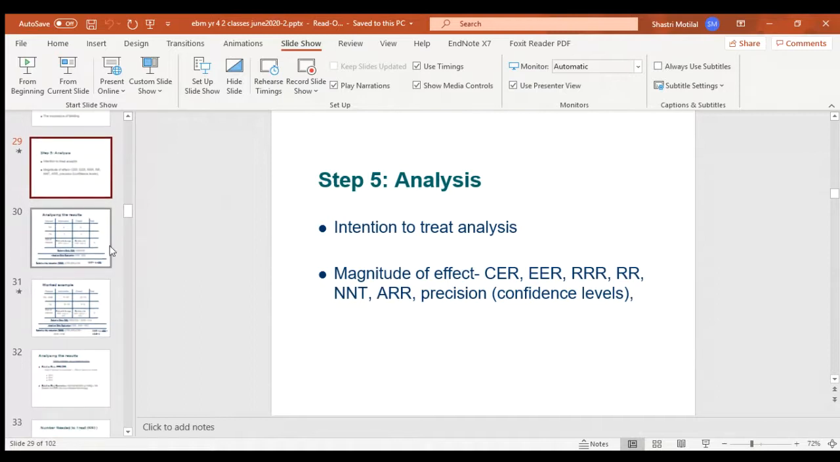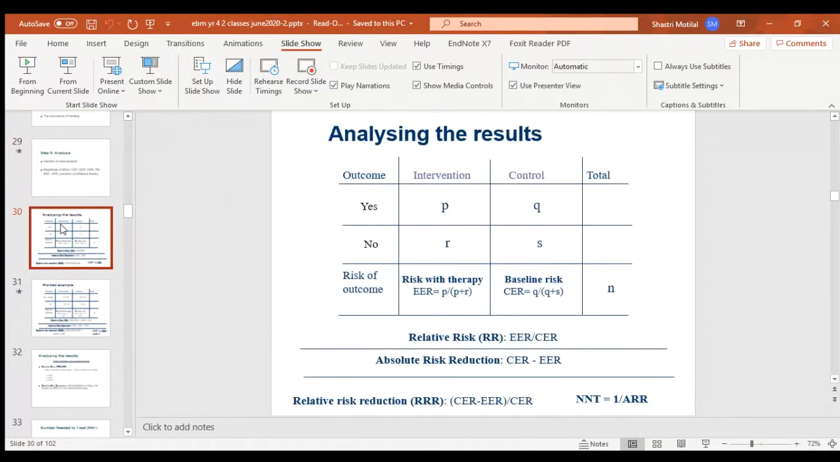So these are the different measures we get from a randomized control trial. This is how a randomized control trial could be analyzed. Now, this is one of the ways to analyze the result of a randomized control trial. And what it essentially says, as shown on the slide, is people going to get the intervention, some of them going to have the outcome, some of them not going to have the outcome, P and R. People going to get control, placebo, some of them going to experience the outcome, some of them not going to experience the outcome, Q and S.